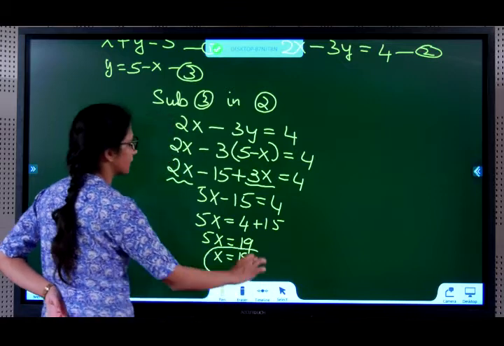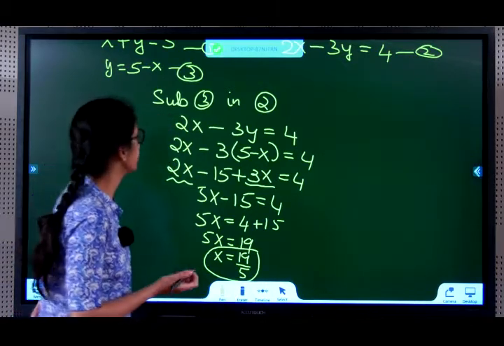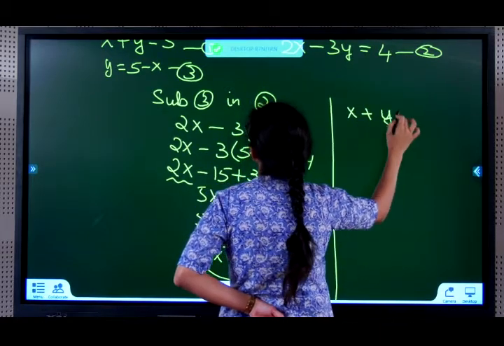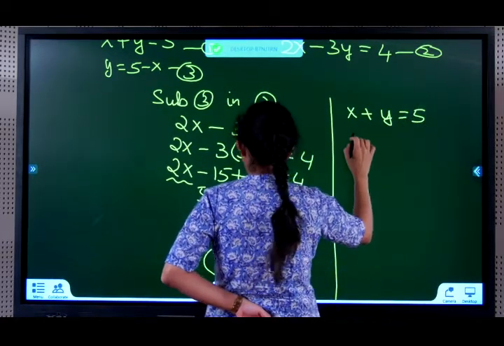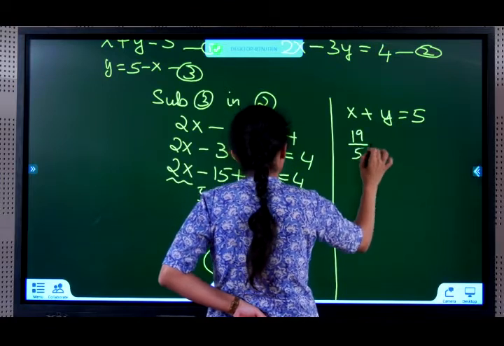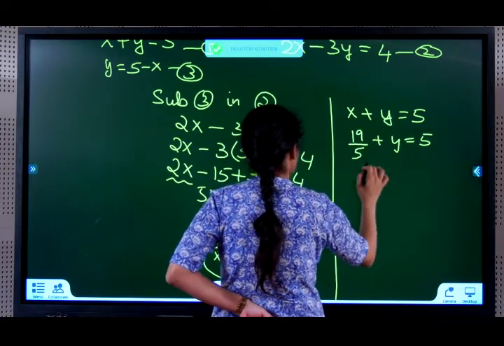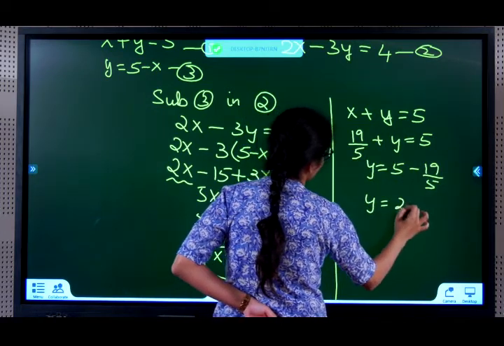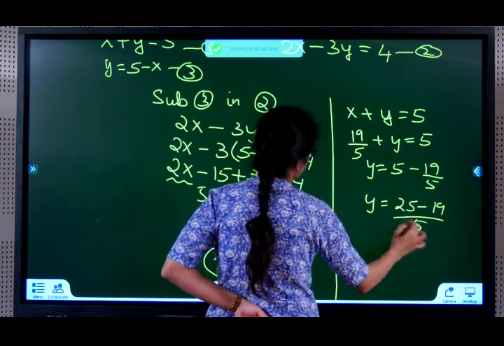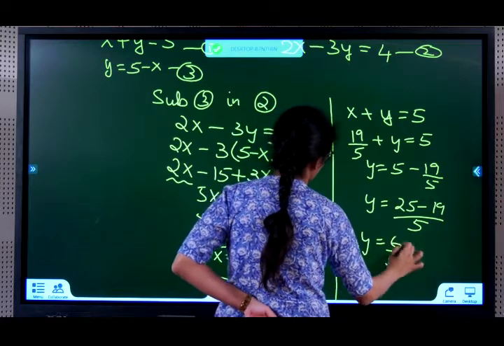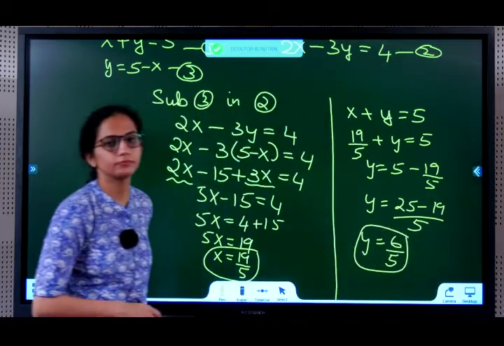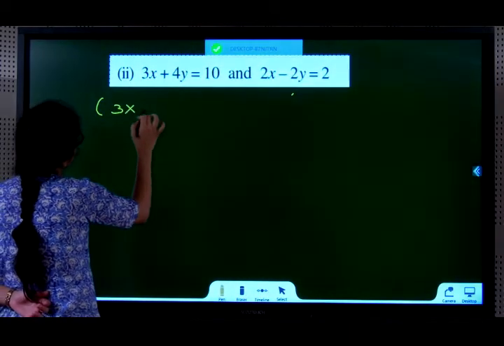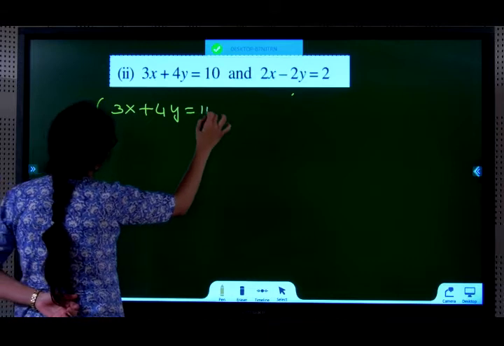Look, we got the same answers that we obtained during elimination. Now use any one equation to find the other value. x plus y is equal to 5, right? So substituting in that, 19 by 5 plus y is equal to 5. y is equal to 5 minus 19 by 5. y is equal to (25 minus 19) by 5 by taking LCM. y is equal to 6 by 5. Same answer.